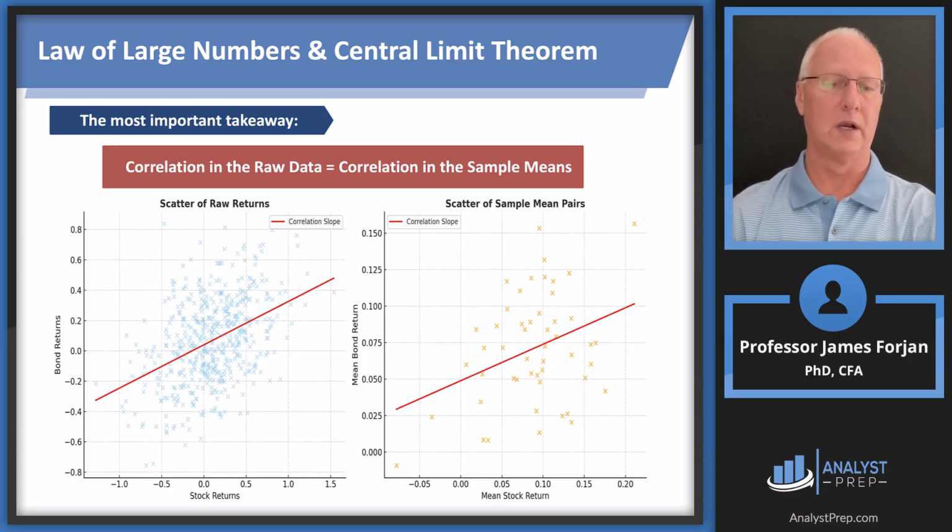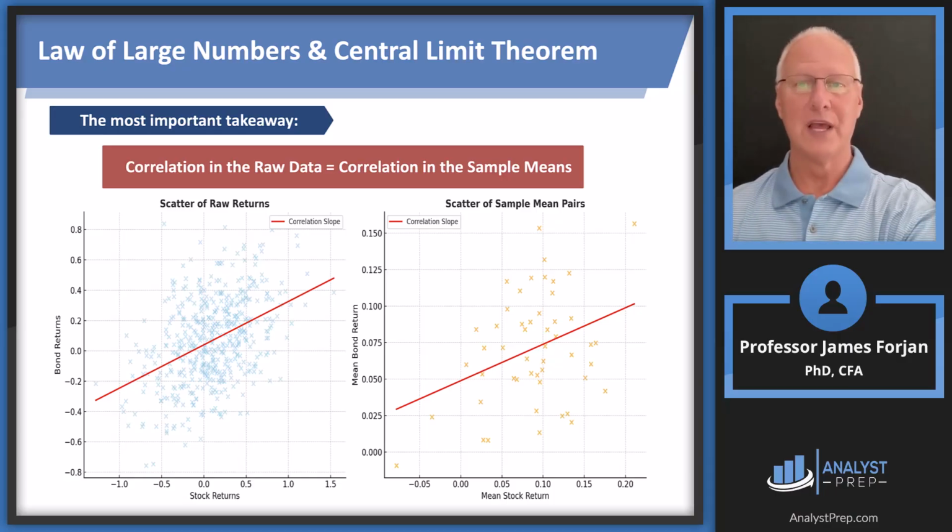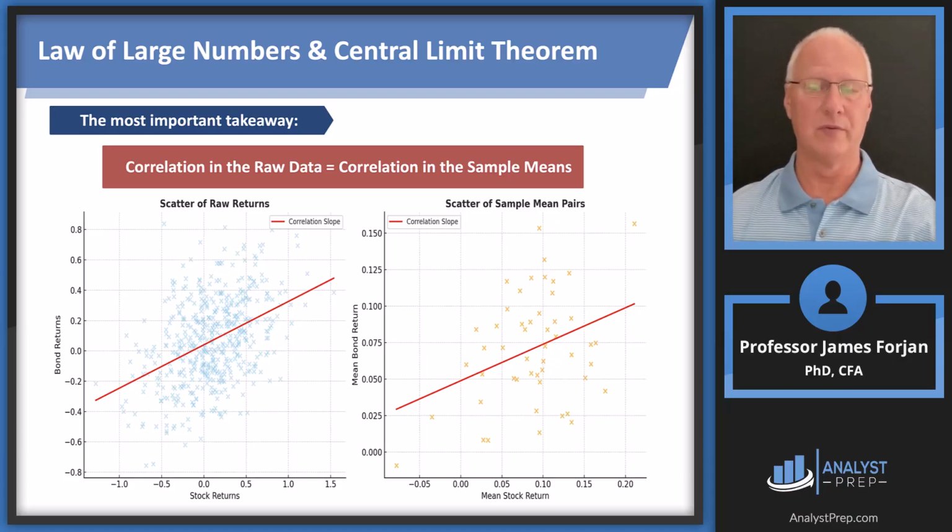This is just a quick two graphs that show the relationship between the returns, the actual raw returns over on the left, and then the mean pairs of returns over that sample there.